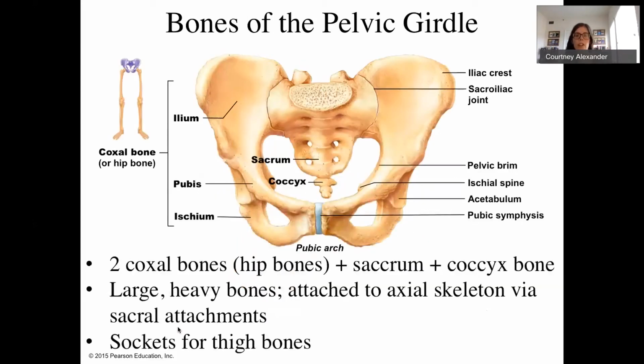So our pelvic girdle has 2 coxal bones. Don't mix them up with the coccyx. The coxal bones are your hip bones. And then in the back, that's where the sacrum and coccyx bone are located. These are large, heavy bones. Your coxal bones are large.